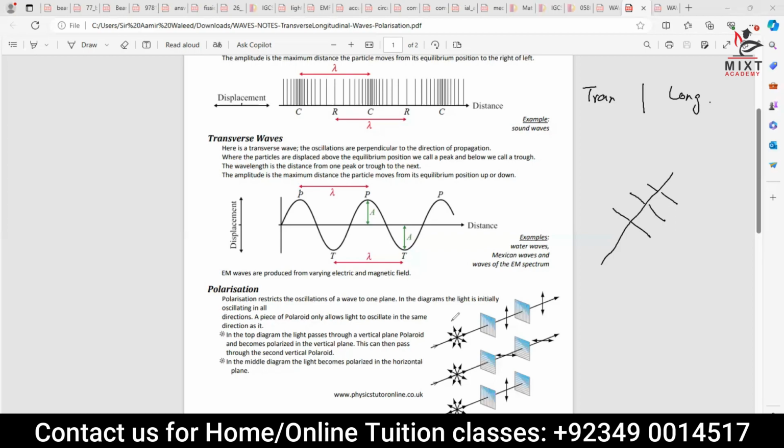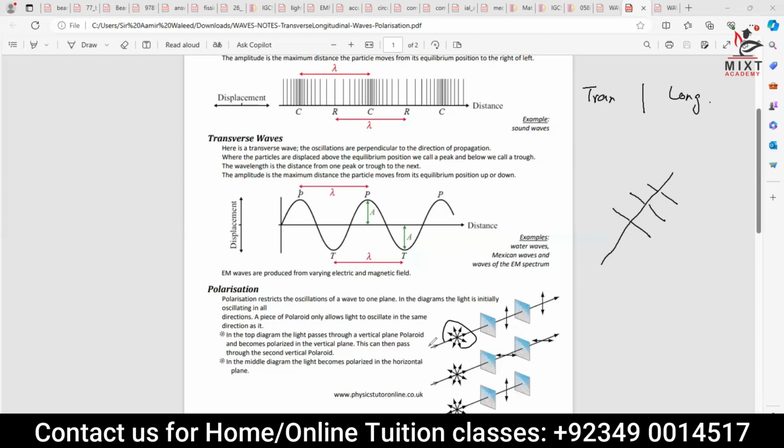Before it, they are in multiple directions. But as soon as it passes through this Polaroid, it will be in one plane only, either the vertical plane or the horizontal plane.